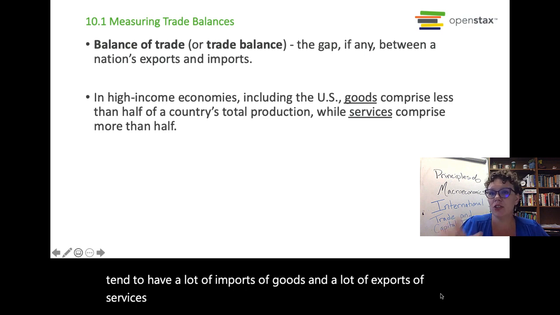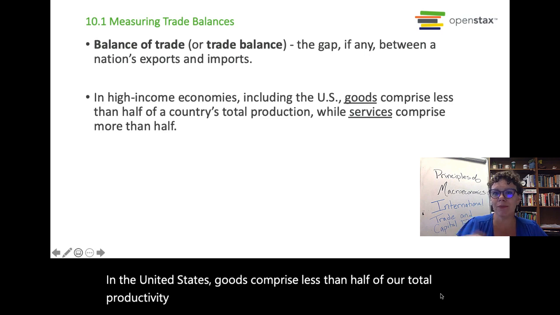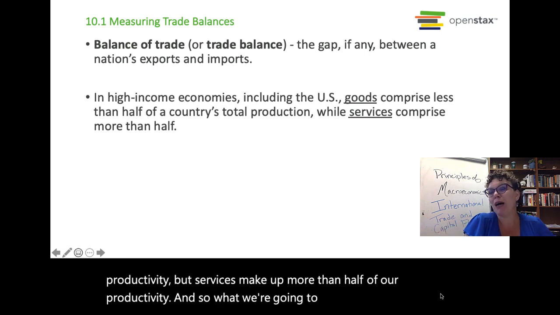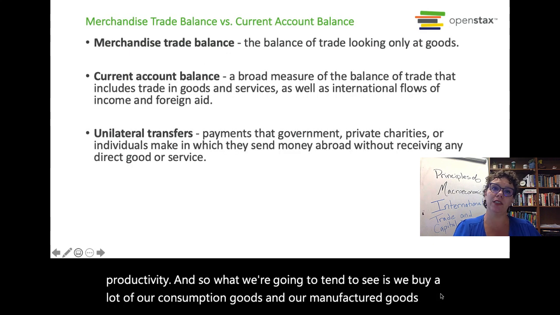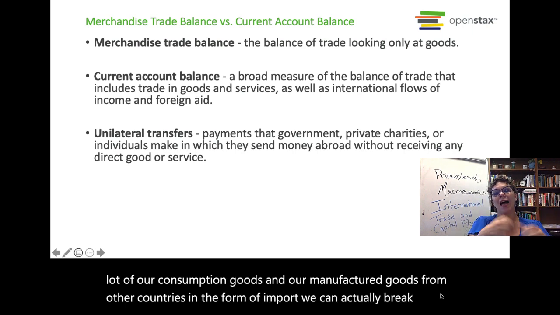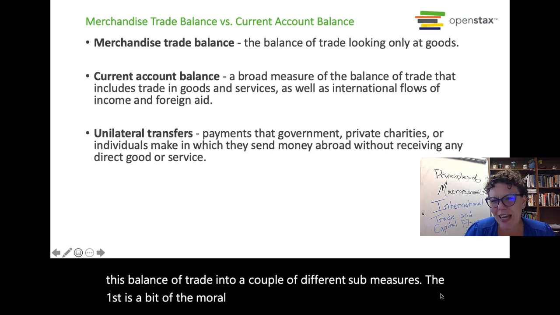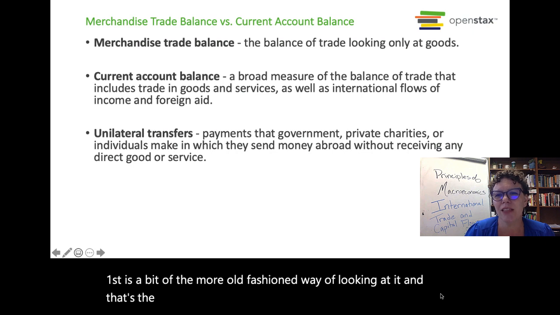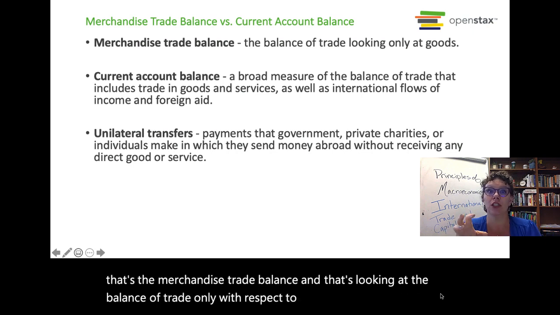In the United States, goods comprise less than half of our total productivity, but services make up more than half of our productivity. And so what we're going to tend to see is we buy a lot of our consumption goods and our manufactured goods from other countries in the form of import. We can actually break down this balance of trade into a couple of different submeasures. The first is a bit of the more old-fashioned way of looking at it, and that's the merchandise trade balance. And that's looking at the balance of trade only with respect to physical goods.